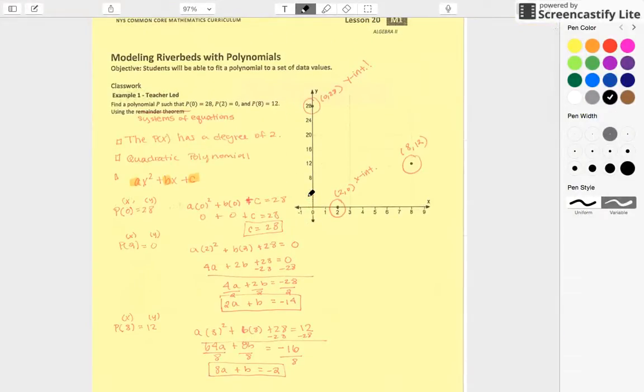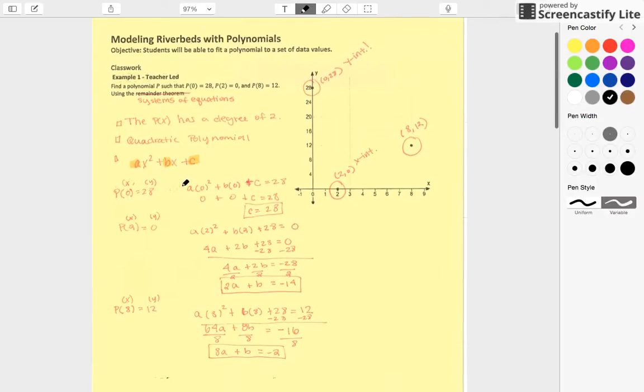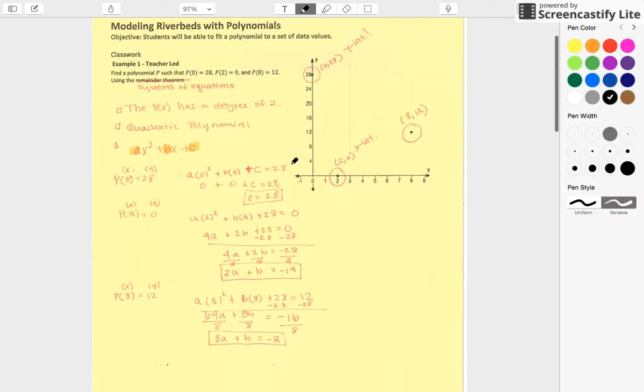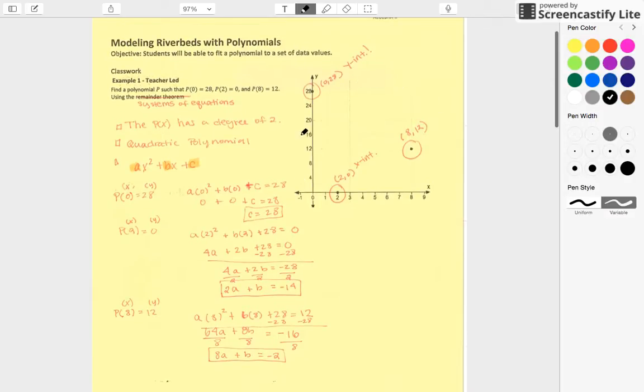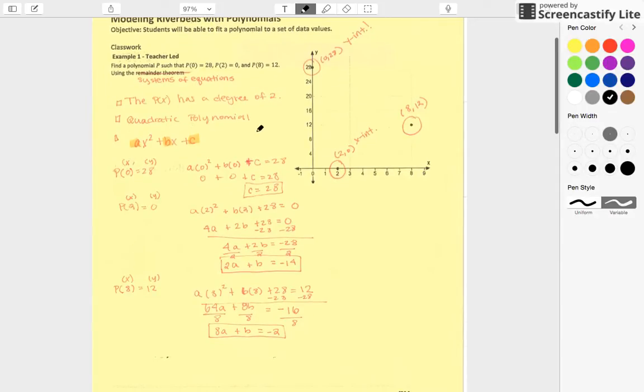Alrighty, hello. Okay, so right here, this is where we left off in class. Now, remember our goal of our classwork was to figure out how we can use our points given to determine an equation. In this case, we have a quadratic.